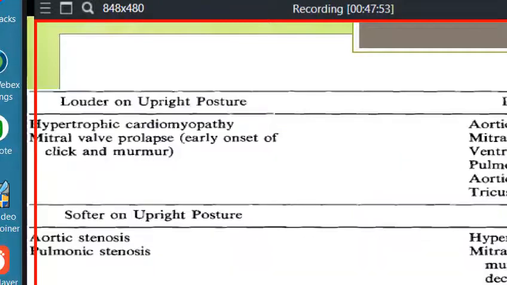So this is a chart which shows the differentiation of different murmurs based on the posture and in squatting. What are the murmurs which increase on upright posture? There is hypertrophic cardiomyopathy and the mitral prolapse murmur, which happens earlier and the murmur is longer. Whereas murmurs which are softer on the upright posture are aortic stenotic murmur and the pulmonic stenotic murmur.